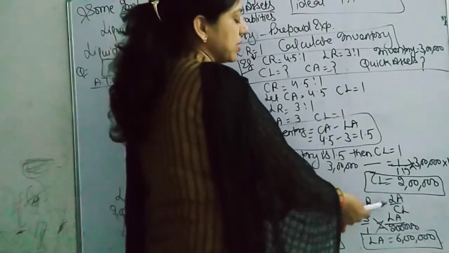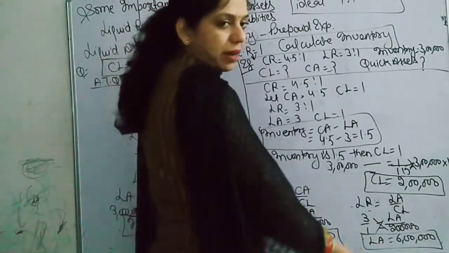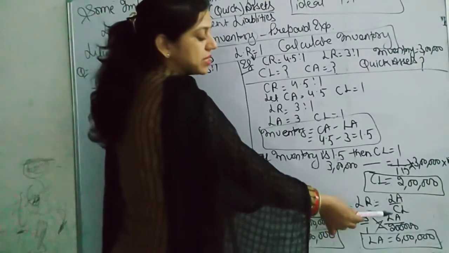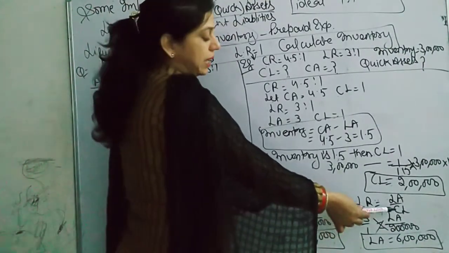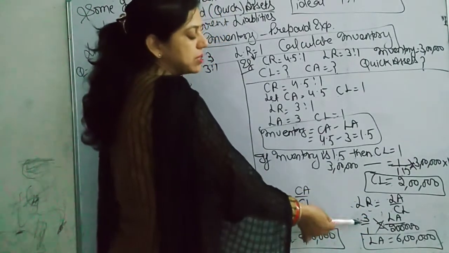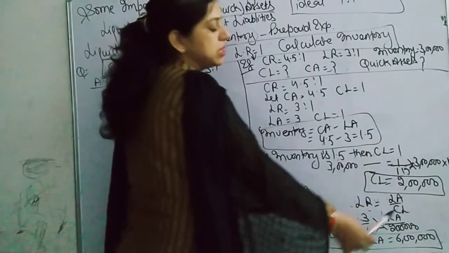Similarly, liquid ratio is equal to liquid asset upon current liability. So liquid ratio is 3 upon 1. Liquid assets are not given in the question, and current liability is 2 lakh. So just cross multiply, 2 threes are 6. So liquid asset will become 6 lakh.